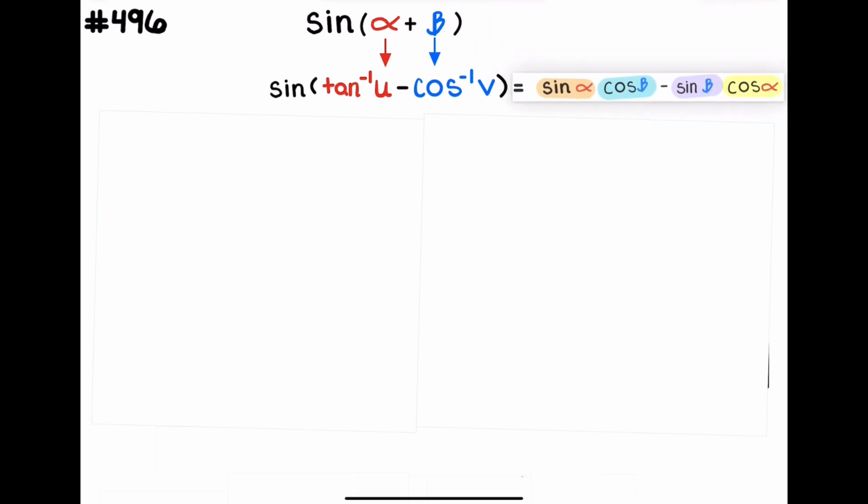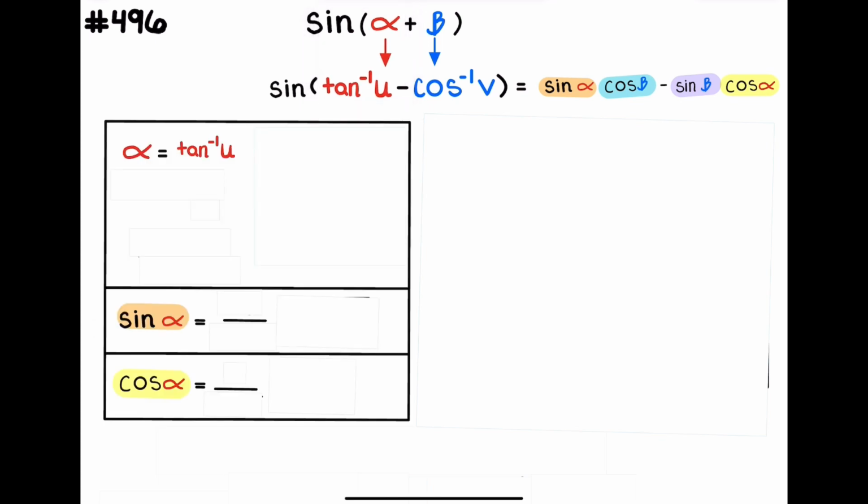To find the answers to sine of alpha, cosine beta, sine beta, and cosine alpha, we're going to need to build triangles on the bow tie. Let's start with alpha equals tan inverse of u. This will allow us to find sine and cosine of alpha. Applying tangent to both sides, we find that tangent of alpha is equal to u.